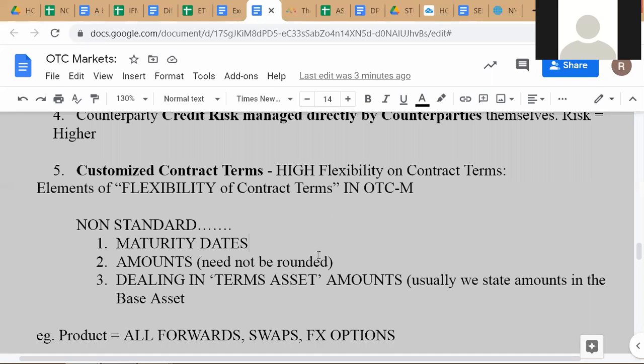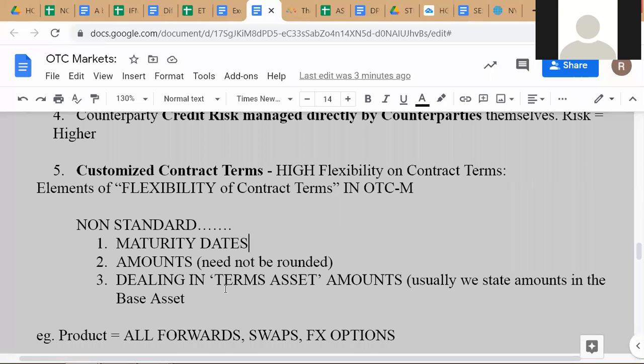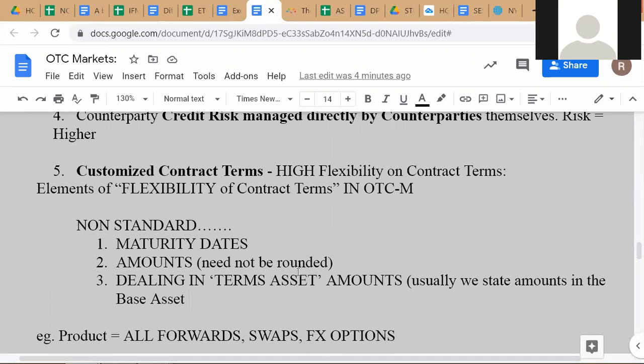So this transaction happening between Nestle Treasury and UBS Zurich is also an OTC transaction, and that's why they're able to get odd amounts and odd maturity dates. You can do all of that, and you can also deal in terms asset amounts. Normally, you deal in the base asset. So if you're dealing in dollar Swiss, you will deal in US dollar amounts. It's understood because that's the base asset. But in OTC markets, you can say, I need a price in a Swiss franc amount.